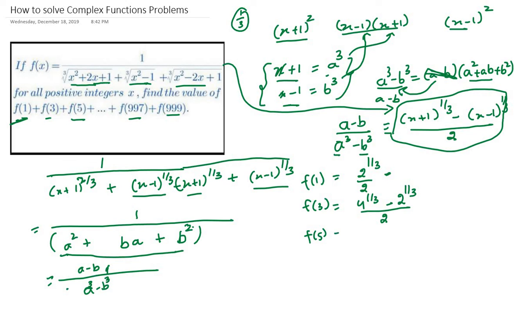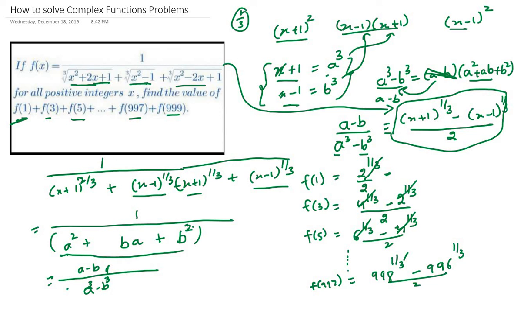So f of 5, let's see another term. It will be 6 raised to power 1 by 3 minus 4 raised to power 1 by 3, divided by 2. So this will cancel with the next one, and it will keep going like that. 6 raised to 1 by 3 will cancel with the next one. Let's say we reach f of 997. It will be 998 raised to power 1 by 3 minus 996 raised to power 1 by 3, and this whole thing divided by 2.